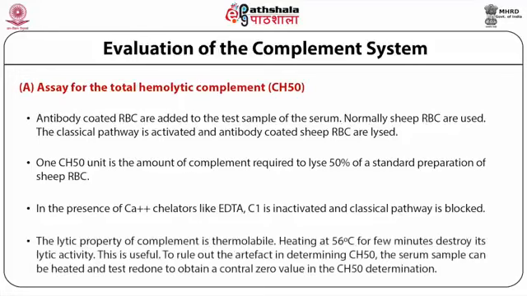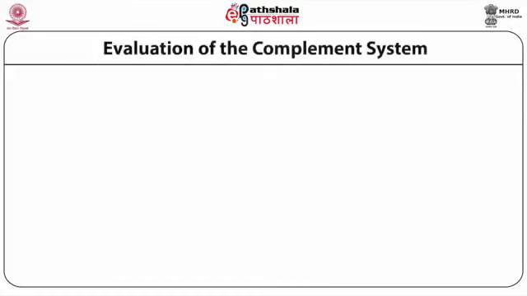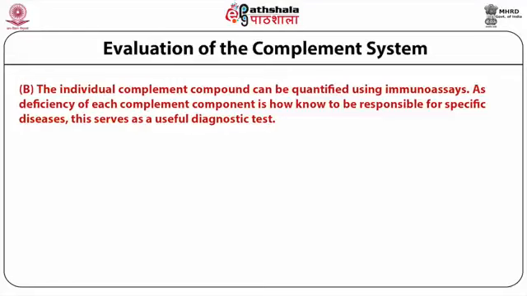The lytic property of complement is thermolabile. Heating at 56 degrees centigrade for a few minutes destroys its lytic activity. This is a useful property. To rule out artifact in determining CH50, the serum sample can be heated and the test redone to obtain a control zero value in the CH50 determination. The individual complement components can be quantified using immunoassays. As deficiency of each complement component is known to be responsible for specific diseases, this serves as a useful diagnostic test.